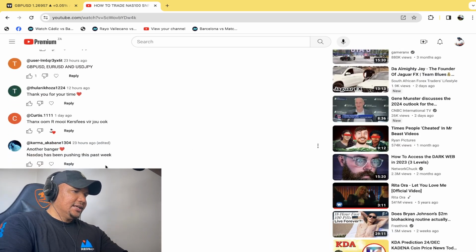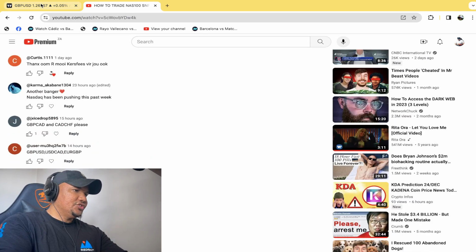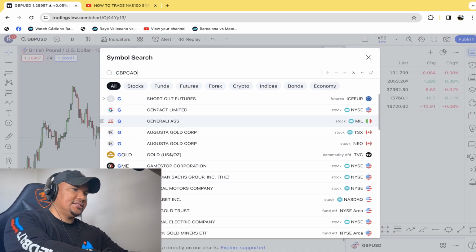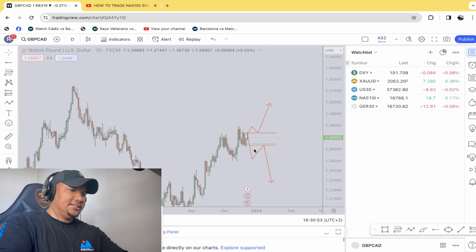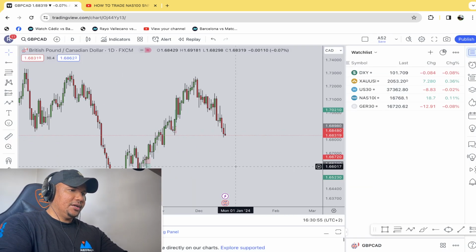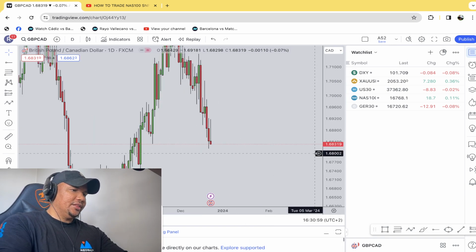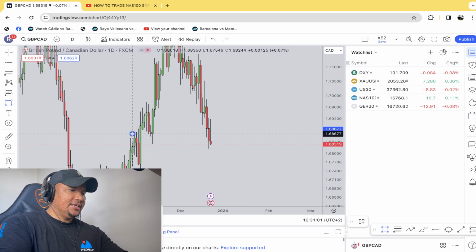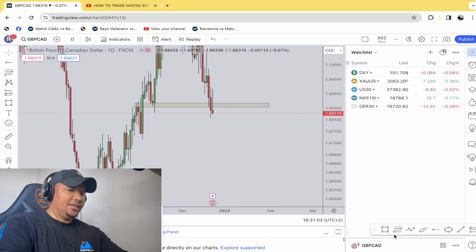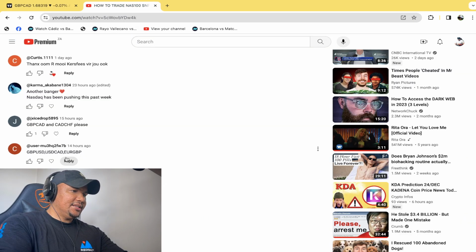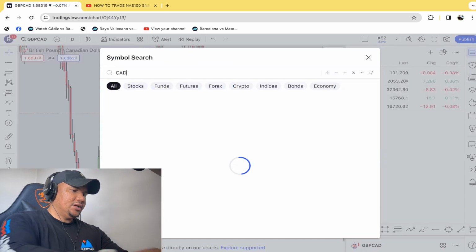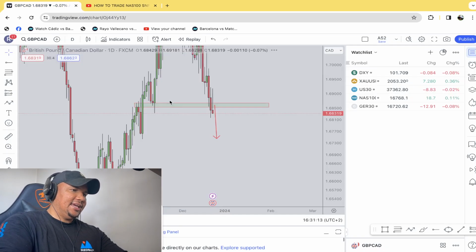Another banger. Nasdaq, we've got GBPCAD and CADCHF. So yeah, we've got a market that is obviously not going very well. That's not doing too good. And we can see here we've broken multiple structures to the downside. From here, I definitely expect this move to continue lower. And then we have CADCHF there as well.